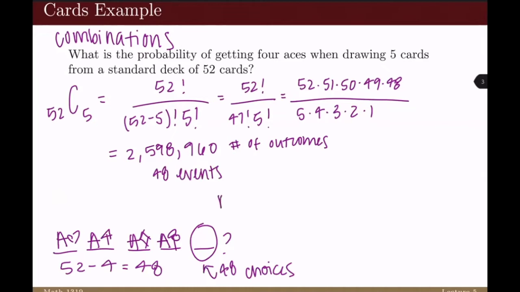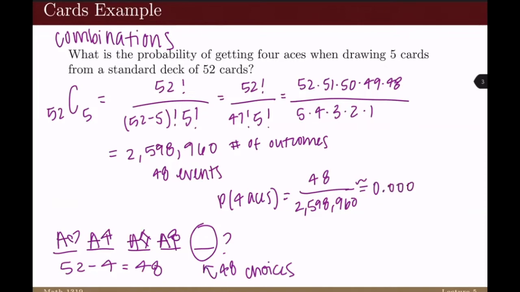Thus, the probability of getting 4 aces is equal to 48 over 2,598,960, which is approximately 0.00000185. Very low possibility.